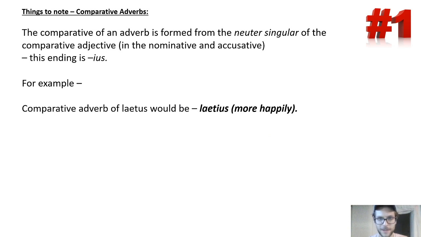So the comparative adverb. The comparative adverb is formed from the neuter singular of the comparative adjective in the nominative and the accusative. This ending is -ius. For example, the comparative adverb of laetus would be laetius, meaning more happily. So, for example, in English, I walked more happily to school this morning, or I worked more happily today.